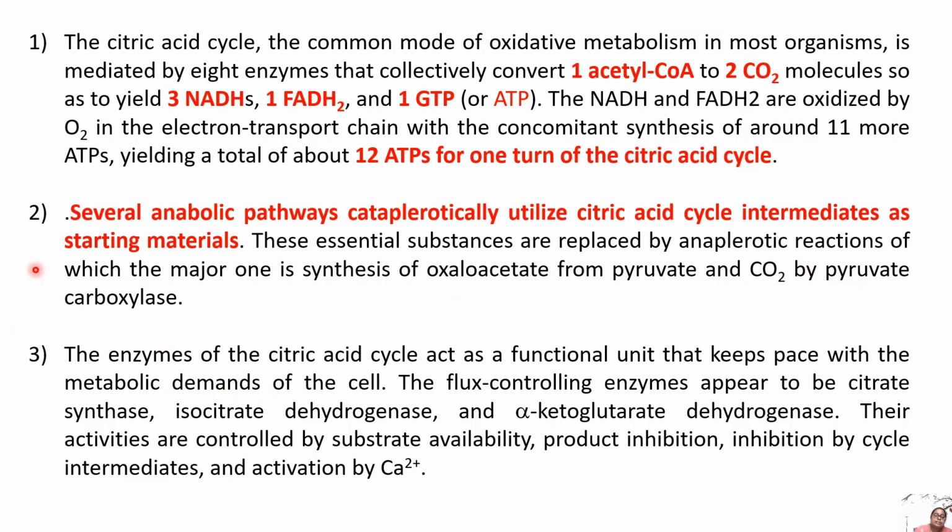So the enzymes of citric acid cycle act as a functional unit that keeps pace with the metabolic demands of the cell. The flux controlling enzymes appear to be citrate synthase, isocitrate dehydrogenase, and alpha ketoglutarate dehydrogenase, and their activities are controlled by substrate availability, product inhibition, inhibition by cycle intermediates, and activation by calcium.